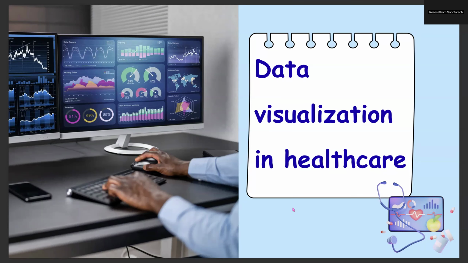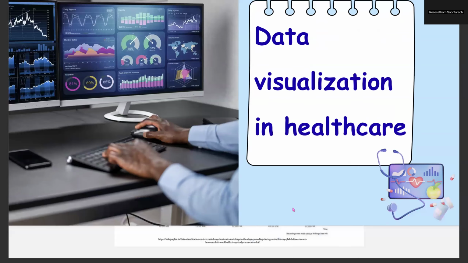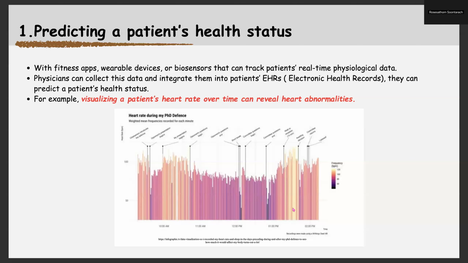And the last one, data visualization in healthcare. You can use it to predict a patient's health status with fitness apps or biosensors, which can track patients' real-time physiological data. And then the physicians can collect this data and integrate it into the patient's electronic health record, so they can predict the patient's health status. For example, visualization of a patient's heart rate over time can reveal heart abnormality.